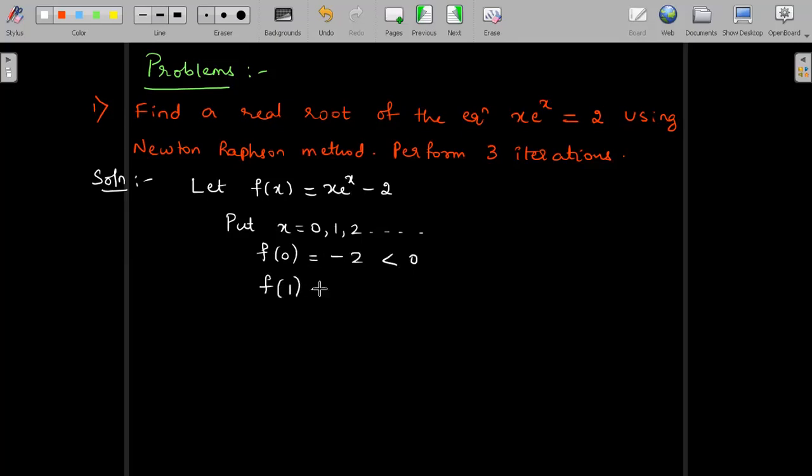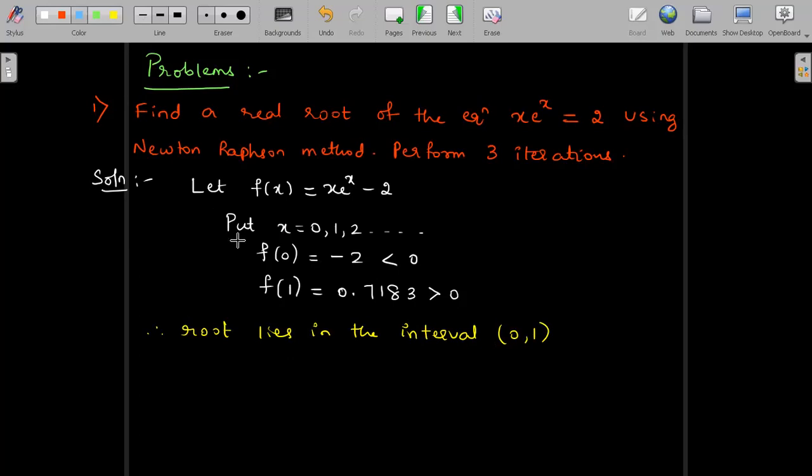Then we substitute x is equal to 1, and this gives us 0.7127183, which is a positive value. So we observe that we have f of 0 negative and f of 1 positive. So we can conclude that the real root lies in the interval 0, 1. Because at 0, f of 0 was negative, at x is equal to 1, f of 1 is positive. Hence, we can conclude that the root lies within the interval 0, 1.